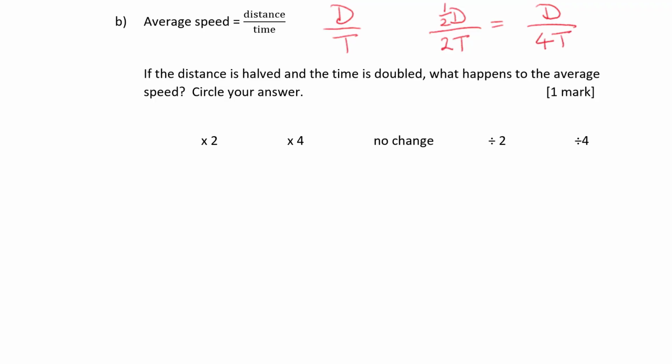In other words, our average speed is going to be a quarter of what it was before, which is the same as dividing by 4. It's that one there.